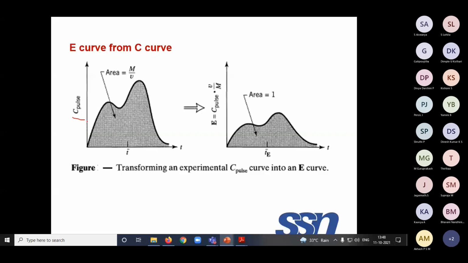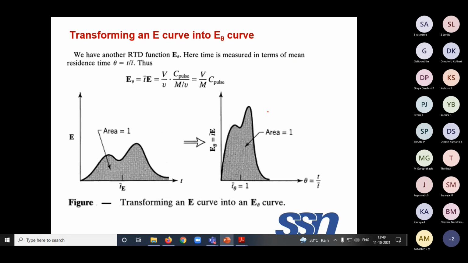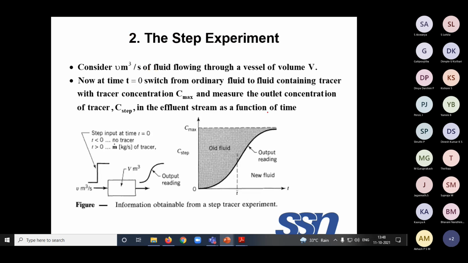So the C curve is like this. It converts to the E curve by using this particular thing, right? So when you are calculating this E curve, if you are getting different peaks instead of one peak, that is a problem. If you are getting one peak, it is fine. When you are getting two peaks, you have to analyze that there is some bypass or some term which is going, right? So I'll stop here, then go for transforming into the other one.